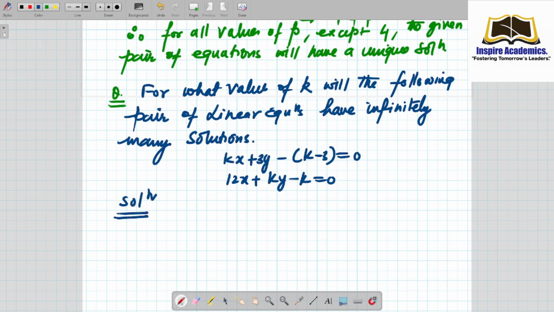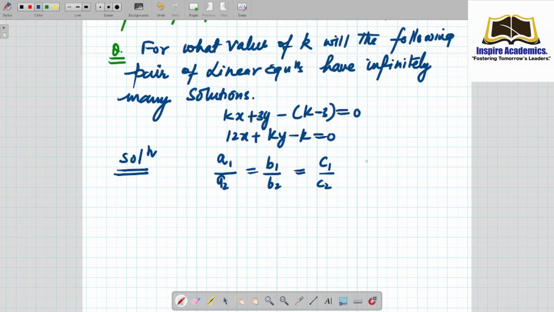For coincident line, what is the situation or what is the condition? The condition is a1 upon a2 must be b1 upon b2, c1 upon c2, all should be equal to each other. This is the condition. Condition for infinitely many solution.